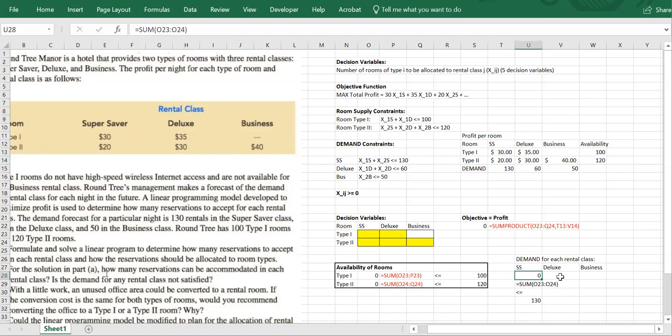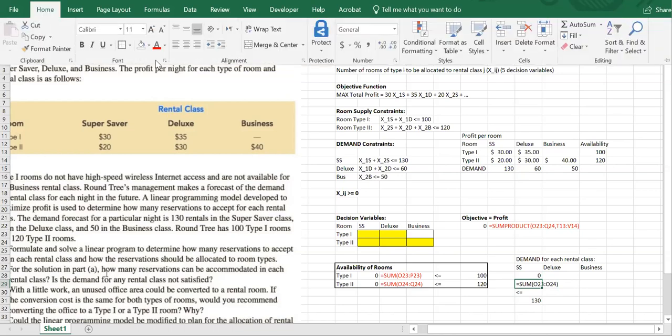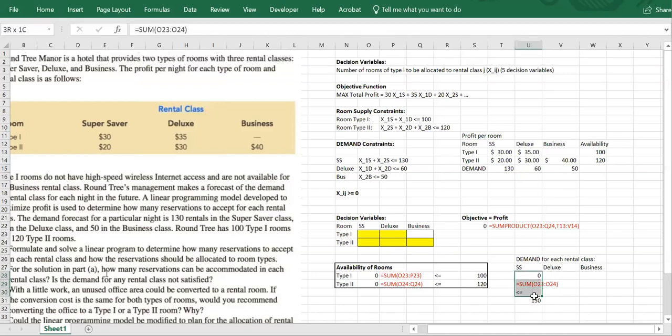So yes, and then same thing for deluxe. It's going to be sum of type 1 and type 2 here. If I just drag my formula to the right, it's going to take care of those for me. Except for the last one, I don't need to put sum of these two. It's enough to just put Q24, which is the number of type 2 rooms allocated to business class. That should be less than or equal to 50.